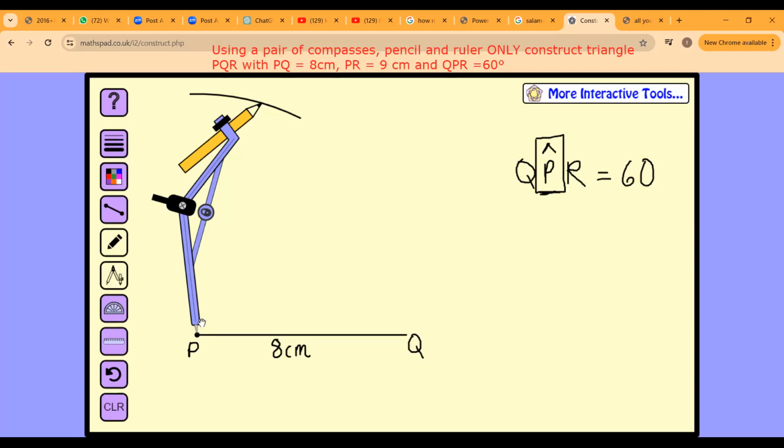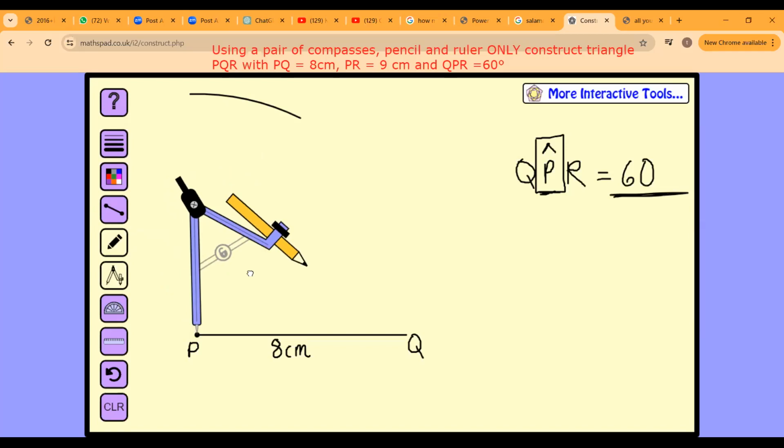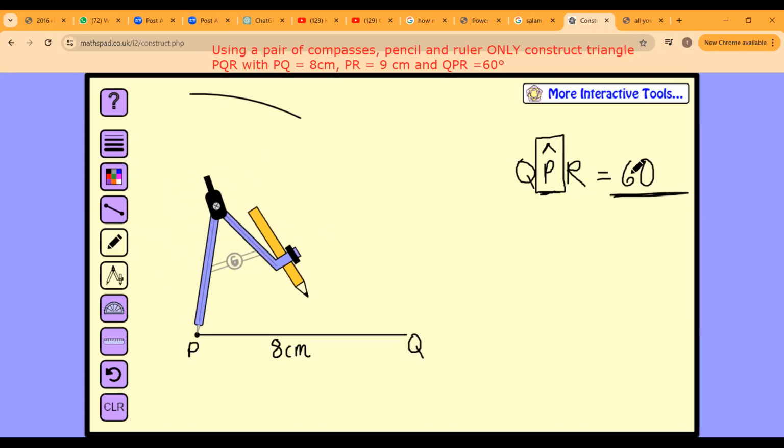And so that means that we're going to construct a 60-degree angle at P, right? So let's do that. Again, we're going to construct a 60-degree angle at P. So I'm going to take this compass and shorten it. How am I going to construct that?